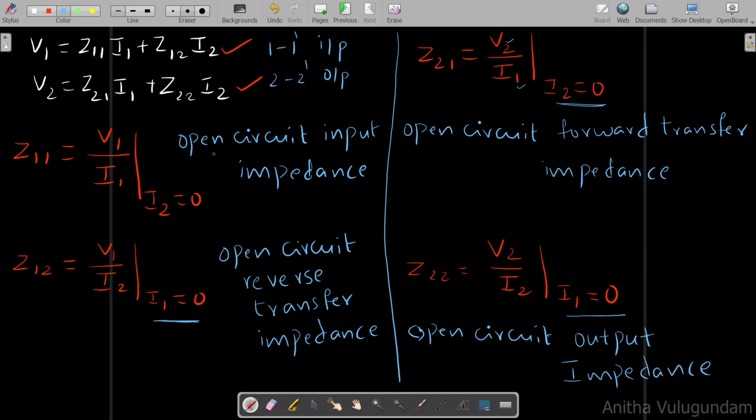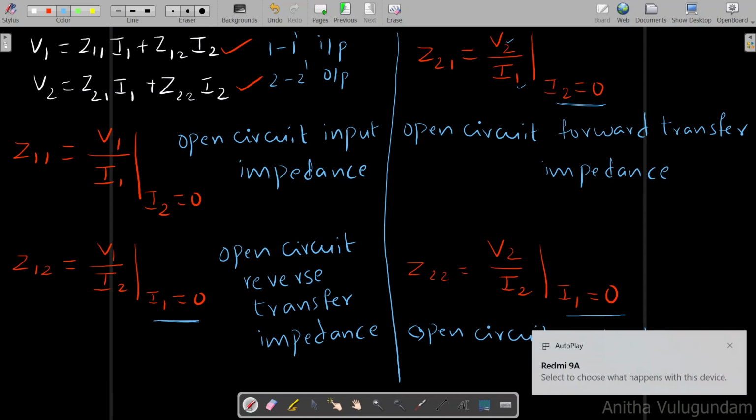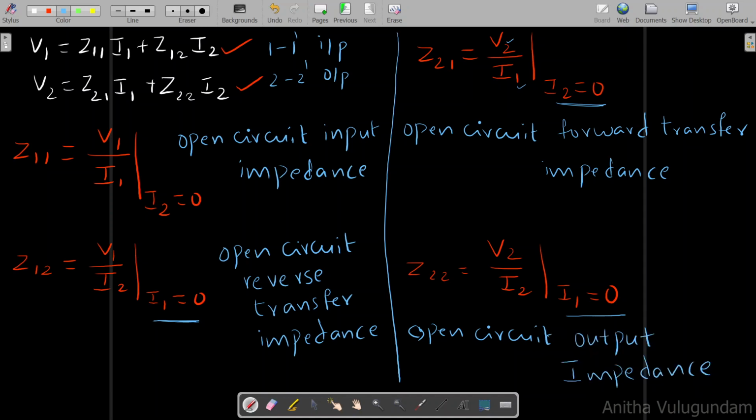This is how we can define each and every parameter. Z11 is called open circuit input impedance. Z12 is called open circuit reverse transfer impedance. Z21 is called open circuit forward transfer impedance. Z22 is called open circuit output impedance.